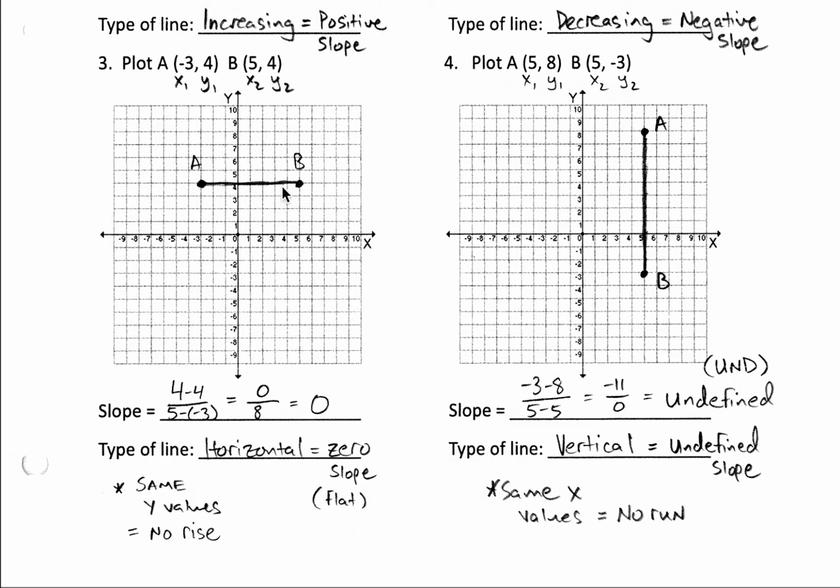So the reason it has a 0 slope: slope is talking about an incline or a decline of some value. This has neither, it's flat, so we have a 0 slope.